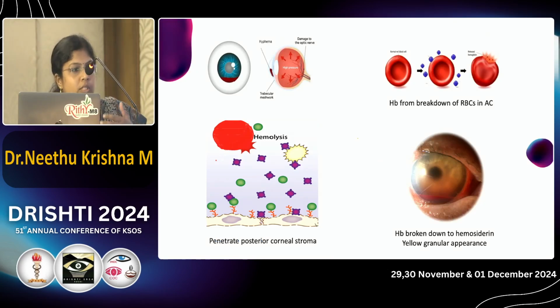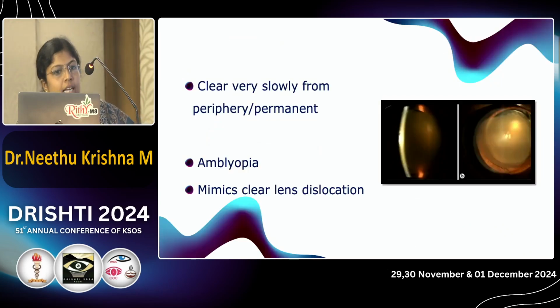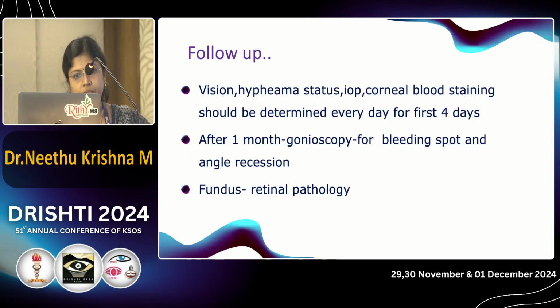This penetrates the posterior stroma, where the hemoglobin breaks into hemosiderin, giving a yellow granular appearance. It usually clears very slowly from the periphery, and may occur as permanent. In the pediatric age group, one important complication related to corneal blood staining is amblyopia, and keratoplasty may be needed. Corneal blood staining can also mimic a clear lens dislocation.